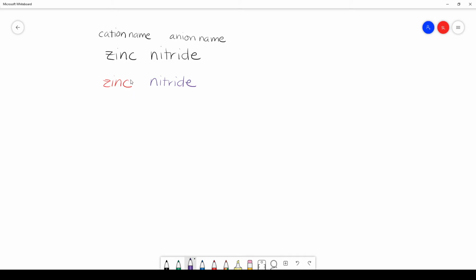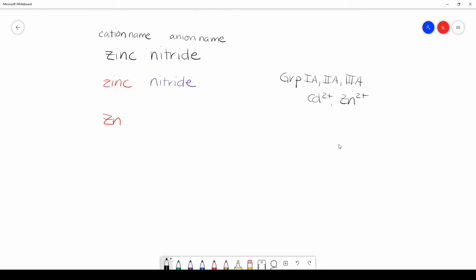So for the cation, we know, oops, wrong color. So we can start by writing the symbol. Zinc has the symbol Zn right off the periodic table. And now we have to figure out what is its charge. So just as a quick reminder, the check that we do at this point is we ask ourselves, is our cation group 1A, 2A, 3A, cadmium, or zinc?